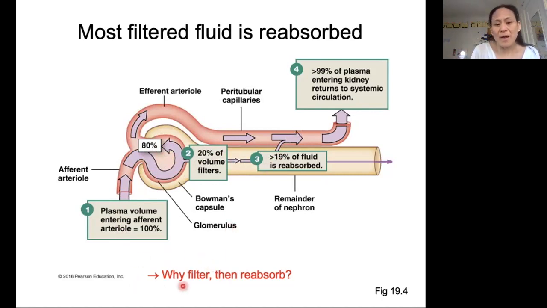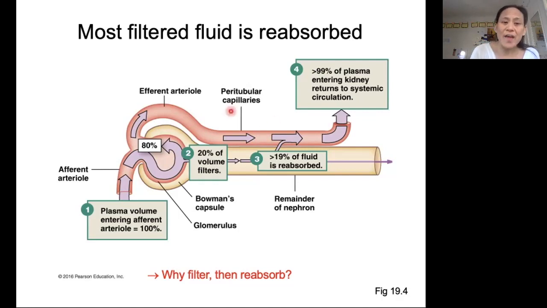You might remember I addressed this question last time. So see if you can remember, why would you want to do this? Why would you want to filter so much fluid and then reabsorb almost all of it back? Think about that for a few seconds.